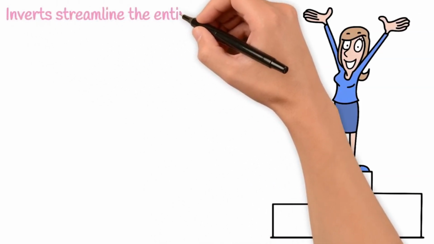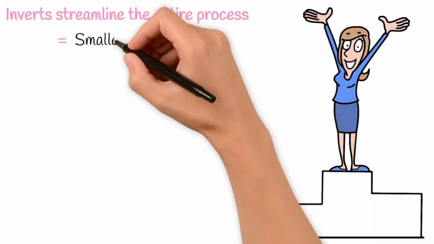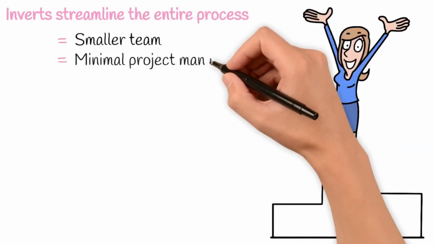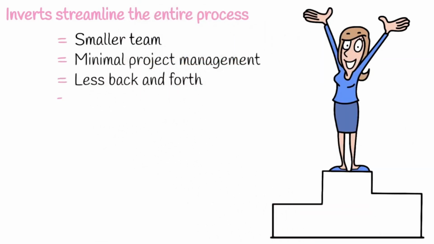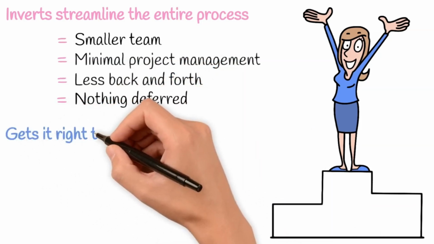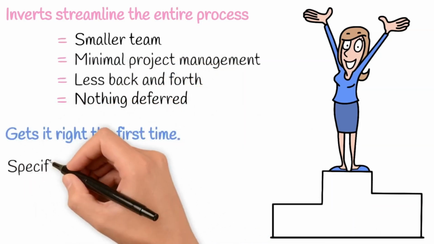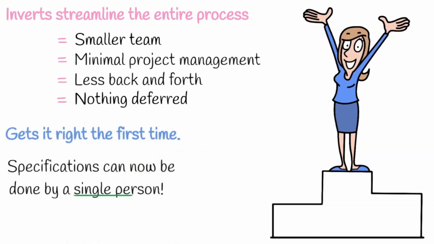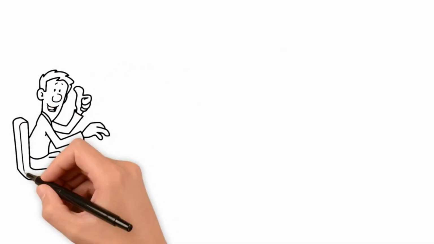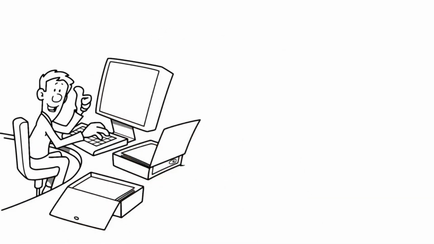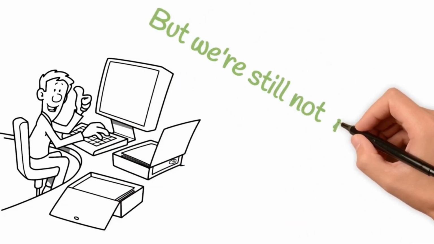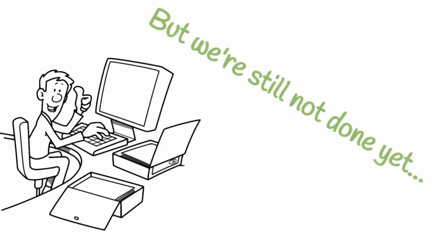Inverts can substantially streamline the specification process, using a smaller team, minimal project management, much less back and forth, much less time, and nothing deferred to a later phase. Indeed, for many applications, the specifications can now be done by a single person. This means that if a programmer could take an invert structure and write the corresponding software code, we'd be well ahead of the game. But we're not going to stop there. I'm sure you can guess what comes next.